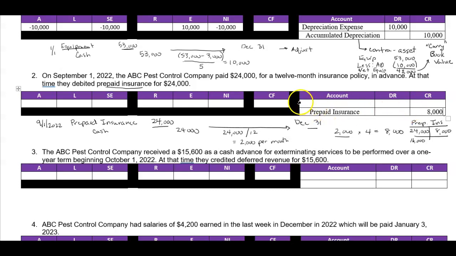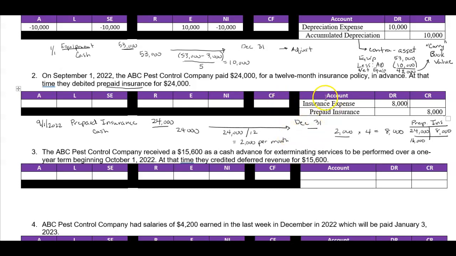Now, as we consume assets, they typically become expenses. So this is going to become insurance expense as we consume them. So all prepaids will become expenses. Supplies is an example of a prepaid. Supplies expense. Prepaid rent becomes rent expense. Prepaid insurance becomes insurance expense.